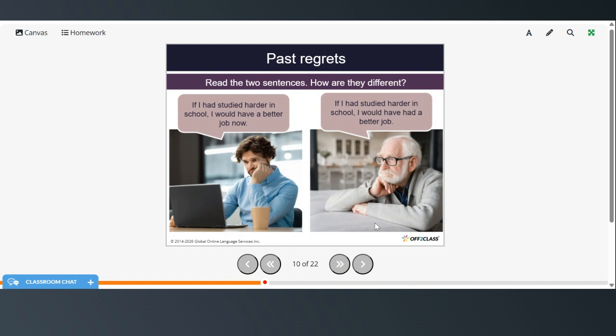Now read the two sentences and decide how they are different. If I had studied harder in school, I would have a better job now. If I had studied harder in school, I would have had a better job. So here he's talking about a past regret that affects his life now, and this is a past regret that affects his past life.